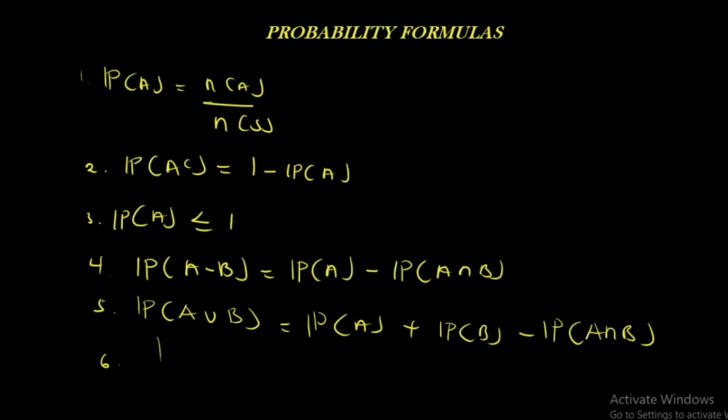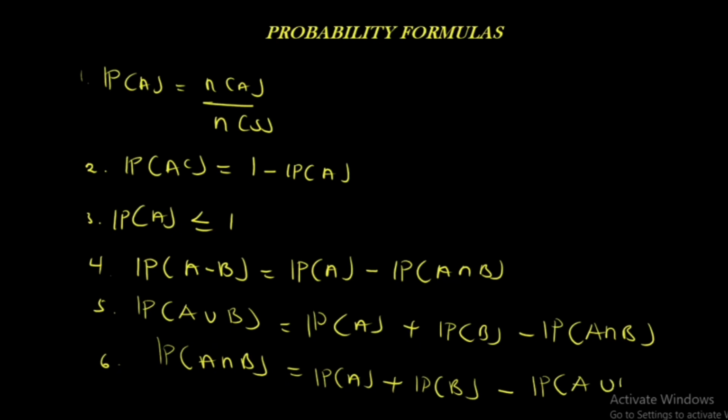Now the sixth one is when you find the probability of A and B occurring. So the probability of A and B, which is the intersection, occurring, we're going to have it to be the probability of A plus the probability of B minus the probability of A or B occurring. Let's move on.